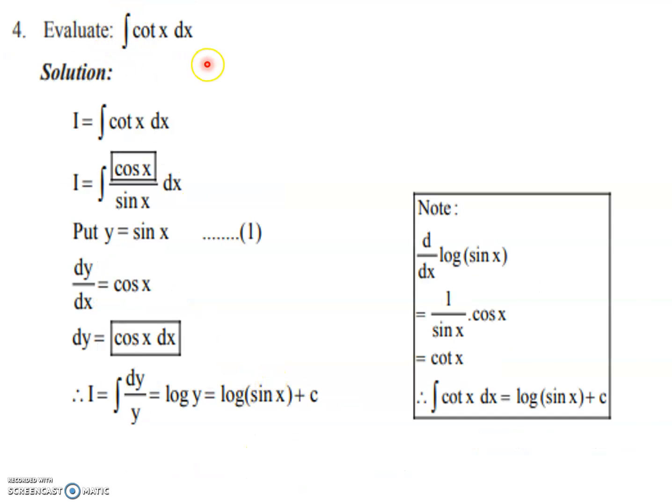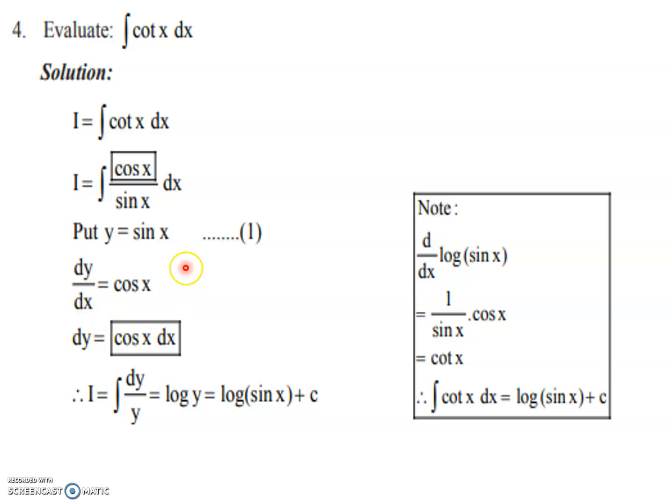Now the integration of cot x. The same trick we have to apply. We know that cot x is what? Yes, cos x upon sin x. That's why cos x upon sin x is there. So therefore we put y is equal to sin x. What is the derivative of sin x? Yes, that is cos x. Therefore dy by dx is equal to cos x.